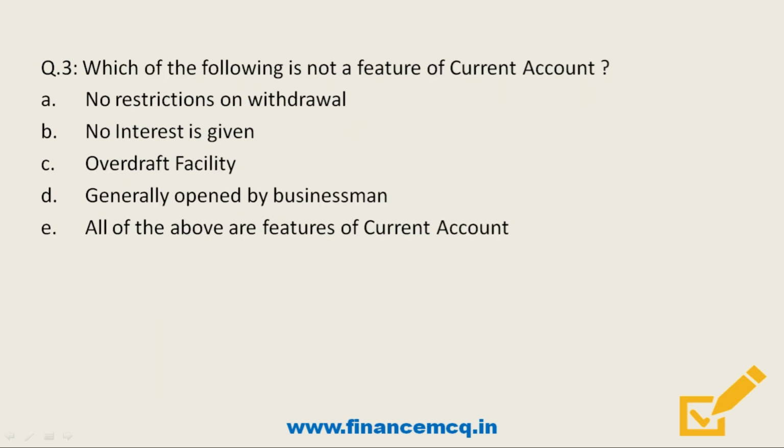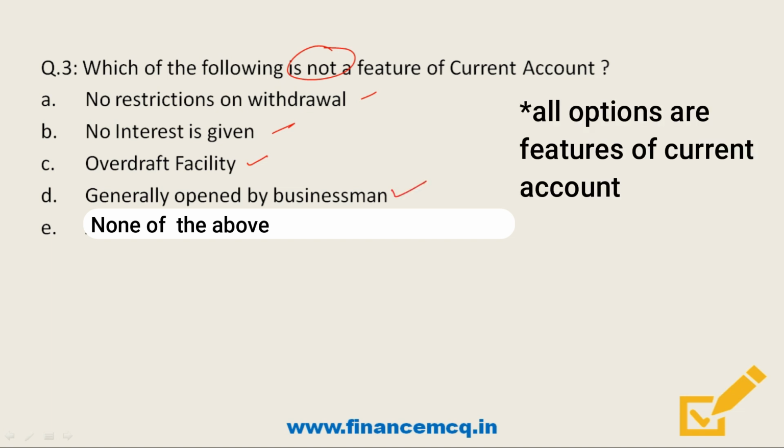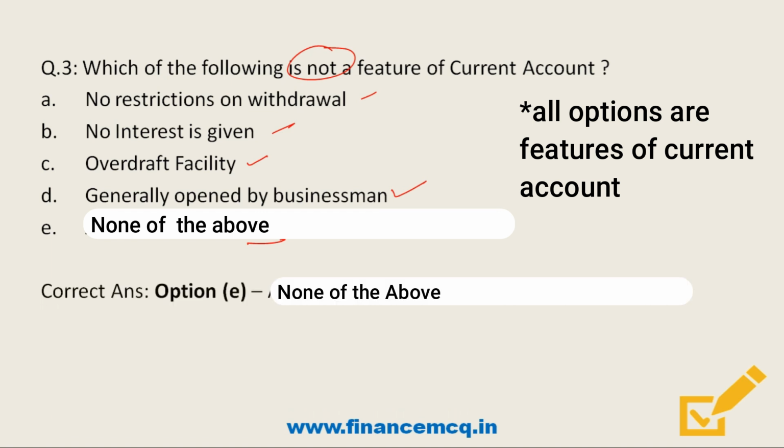Moving on, next question is, which of the following is not a feature of current account? So first, option A is no restrictions on withdrawal. Option B, no interest is given. Option C, there is an overdraft facility. Option D, current account is generally opened by a businessman. And last option is, all of the above features of current account are correct. So friends, remember that all of these are features of current account. So the correct option will be option E.